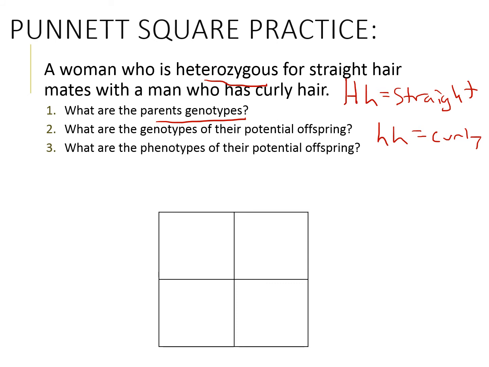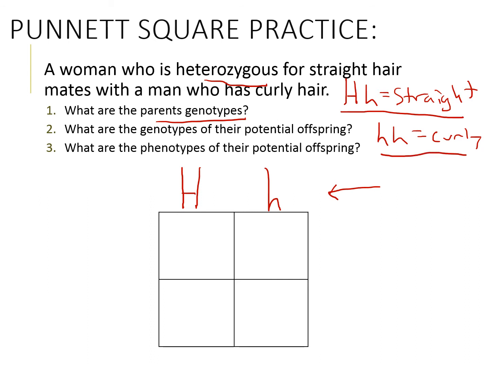Let's consider the woman. Big H, she is heterozygous for straight hair. So half the time she will produce a gamete that has a big H. Half the time she will produce a gamete that has a little h. So what is shown there is the potential gametes from one parent.